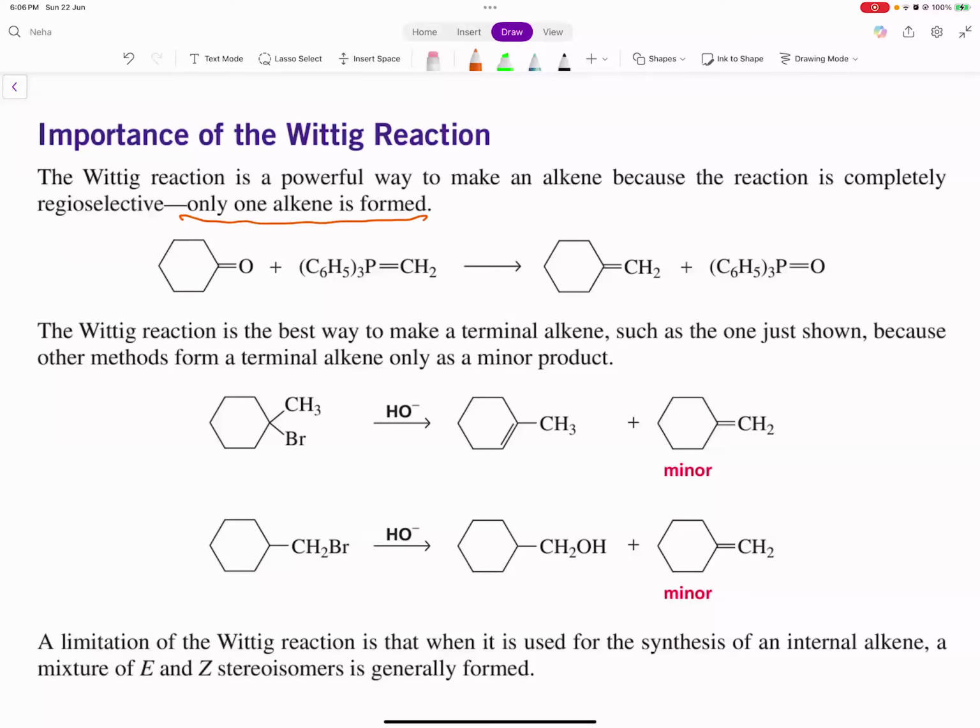Here, if we are using hydroxide ion, this proton can get picked, and this proton can also get picked. So we'll get these two products. Again, here we can get some substitution reaction also, and this product also. So there's a lot of problems in the lab. So this reaction solved it.